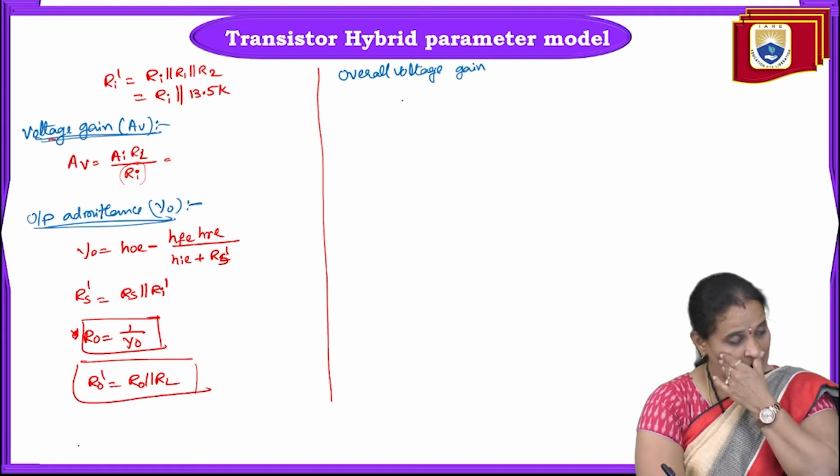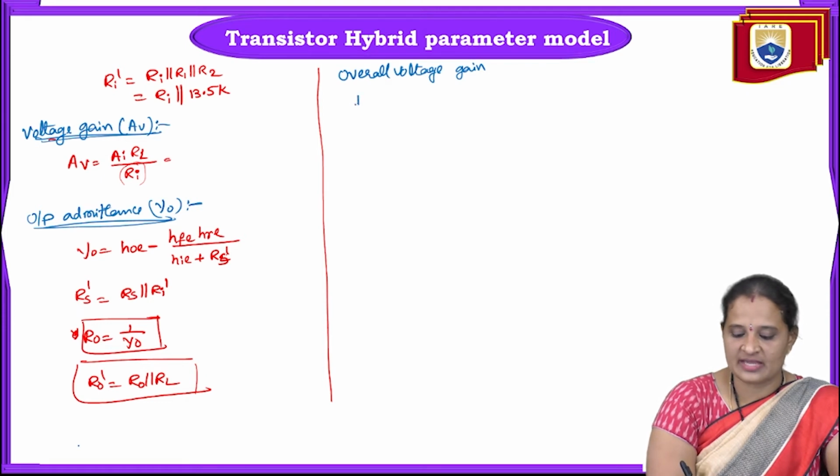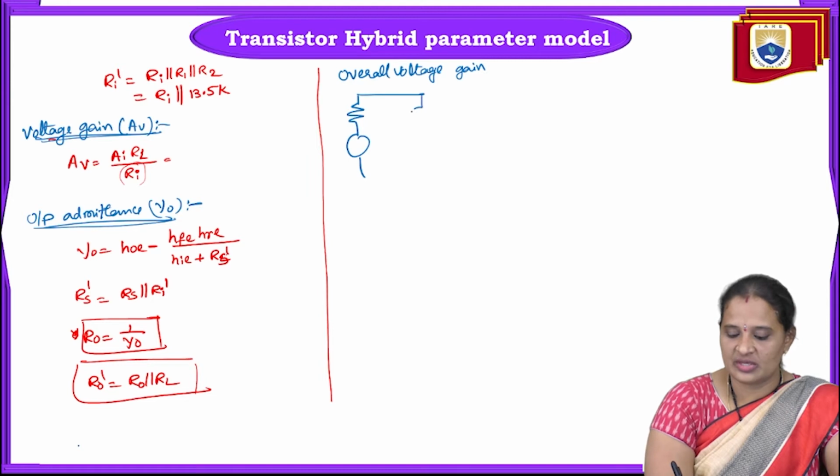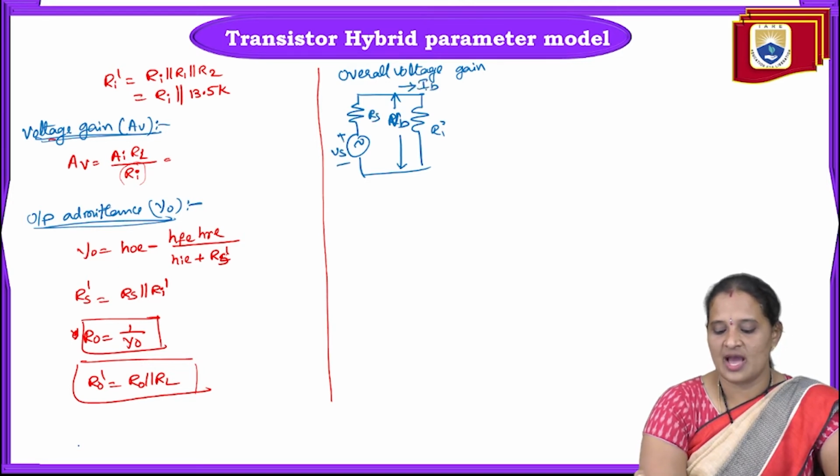Okay, so when you take the overall voltage gain, we have to replace the entire thing with the equivalent circuit. So here this one is Ri dash. What is this one? This is the voltage, that is Vb, whereas this is the input voltage source and this is Rs, and the current flowing is Ib, right?